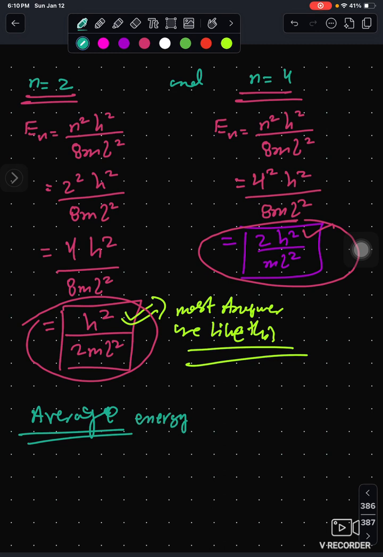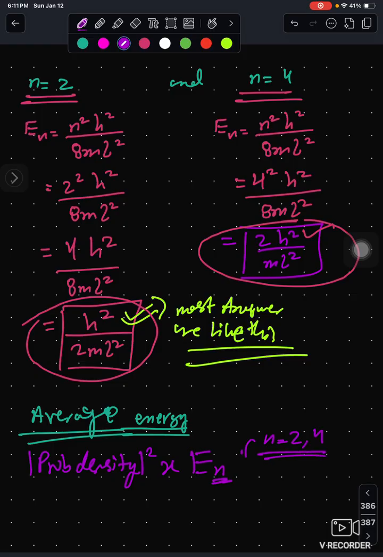Now we both know what the average energy is. We all know the average energy is nothing but the probability density, or the probability values of the wave function, times the expected energy values. Here we are talking about n equals 2 and n equals 4.